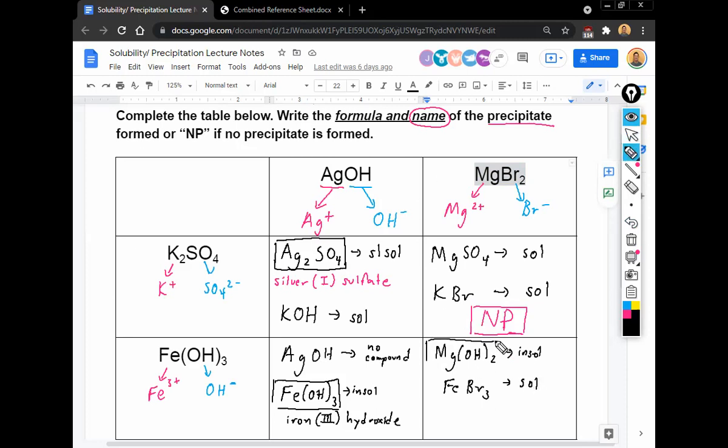So Mg(OH)2 is our precipitate. And then for the name, we just need to write magnesium. But since Mg has only one possible charge, we don't need to put the charge in parentheses. So we would write magnesium hydroxide. Okay, and there we go. We are all done.